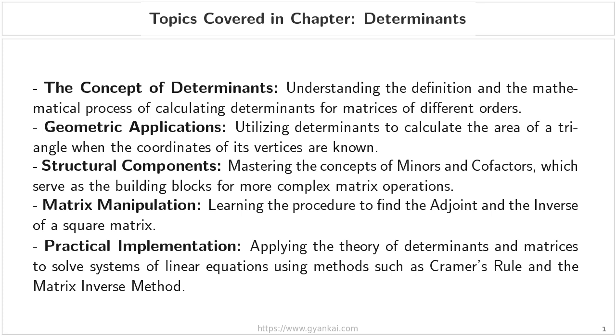Once we have established this mathematical foundation, we will transition to exploring how these concepts are applied in the real world, ranging from physics and engineering to computer graphics and cryptography.